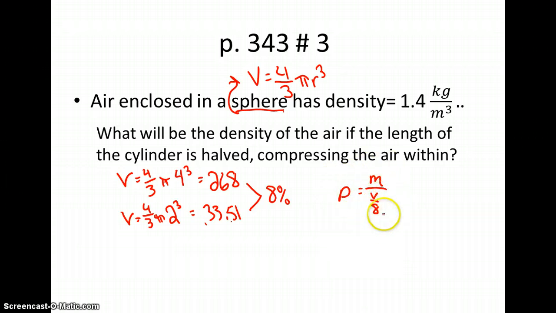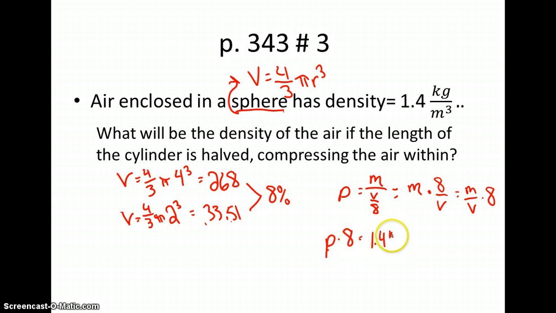This, however, is a really ugly term. I don't like to divide by fractions, and so what I'm going to do is flip and multiply, 8 over V. And then I get this really nice M over V times 8. And so it's the original density times 8. When I come over here, I know that my new density is going to be whatever the original was times 8. And so all I've got to do is grab that from the word problem.